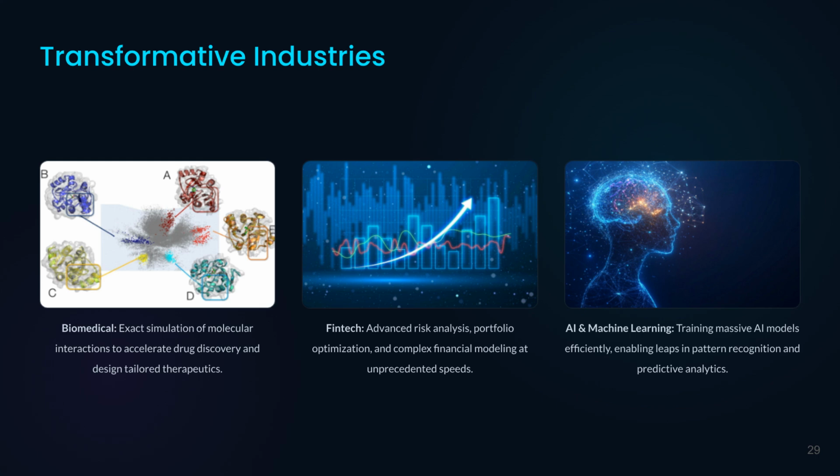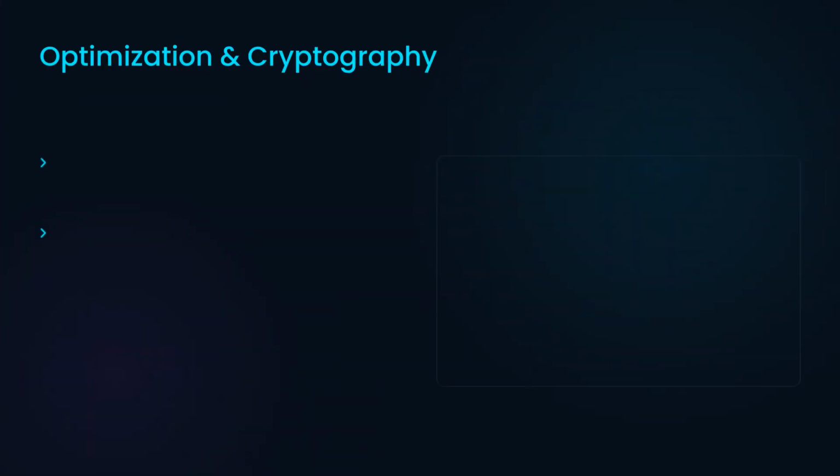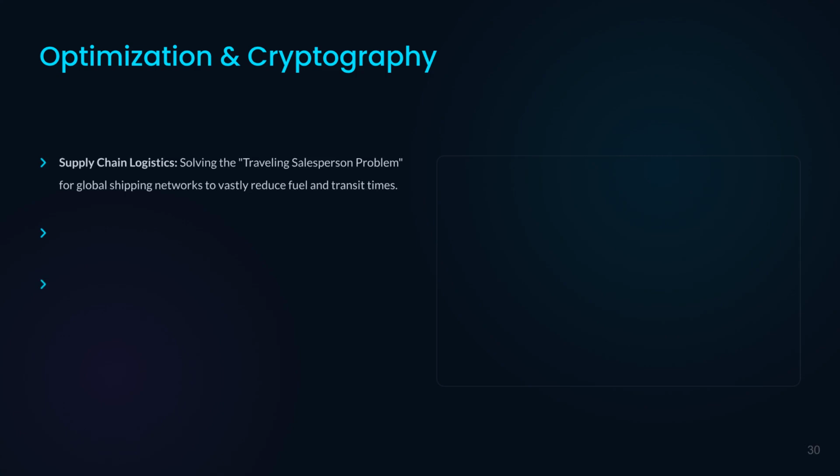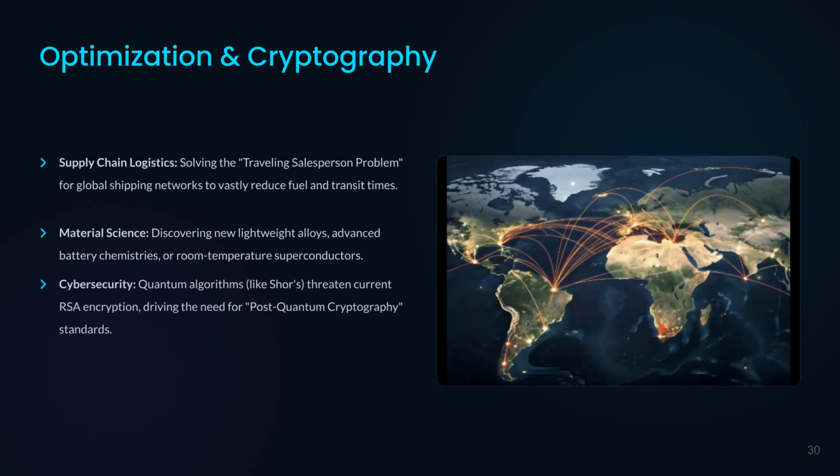Quantum computing holds immense promise for industries like biomedicine, where it can simulate molecular interactions for drug discovery, fintech for complex financial modeling, and artificial intelligence for training massive models. Furthermore, quantum systems will optimize supply chain logistics and drive progress in materials science. It also forces a shift in cybersecurity, as quantum algorithms necessitate new post-quantum cryptography standards to protect our data.